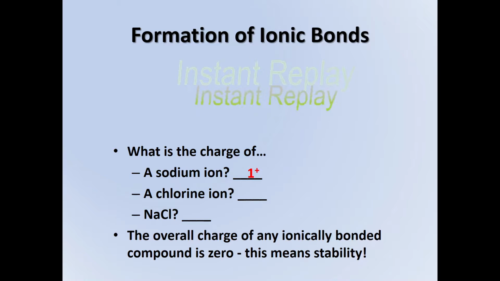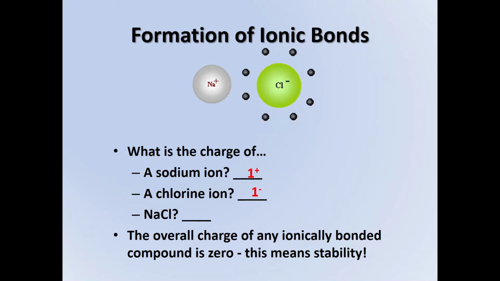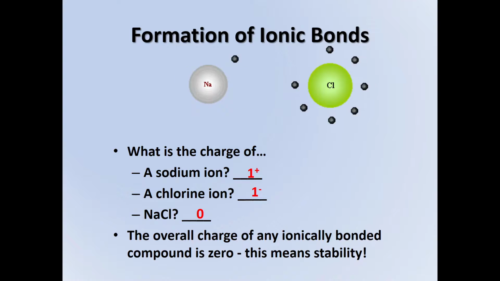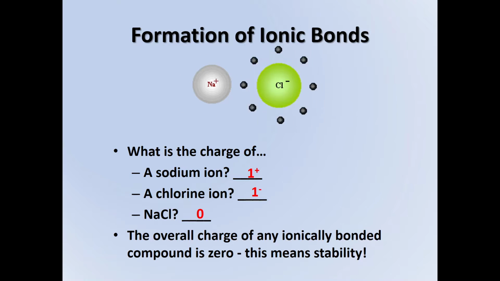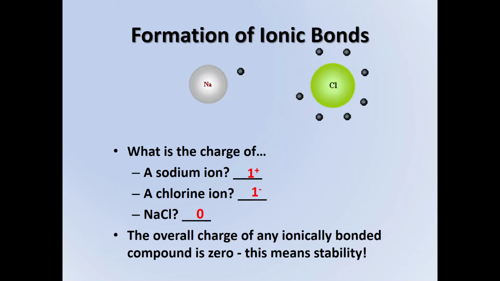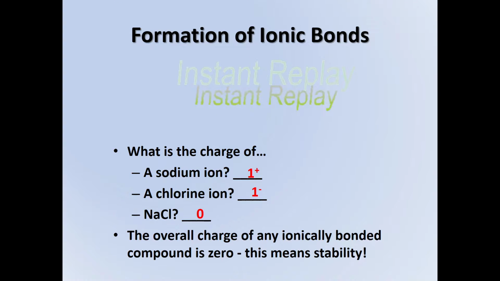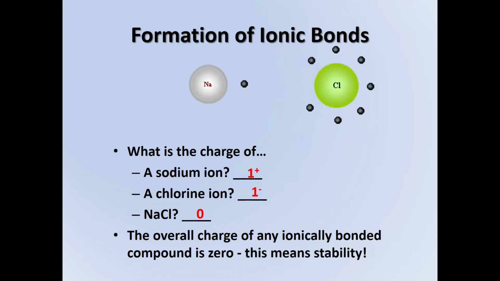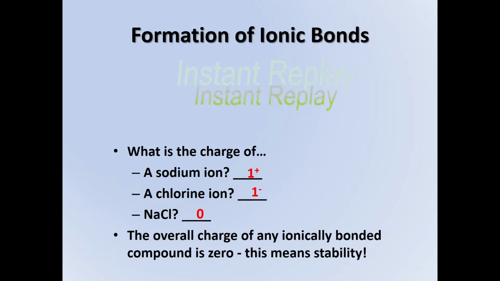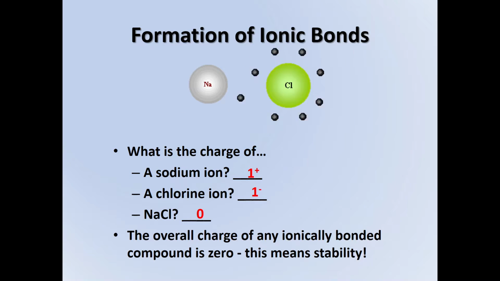So the charge of the sodium ion is +1. Chlorine is -1. And the charge of the molecule is 0. Here's the important thing. The overall charge after they bonded together will be 0. That means it's stable, or that means stability. If you add up all the charges and it doesn't add up to 0, you've done something wrong.